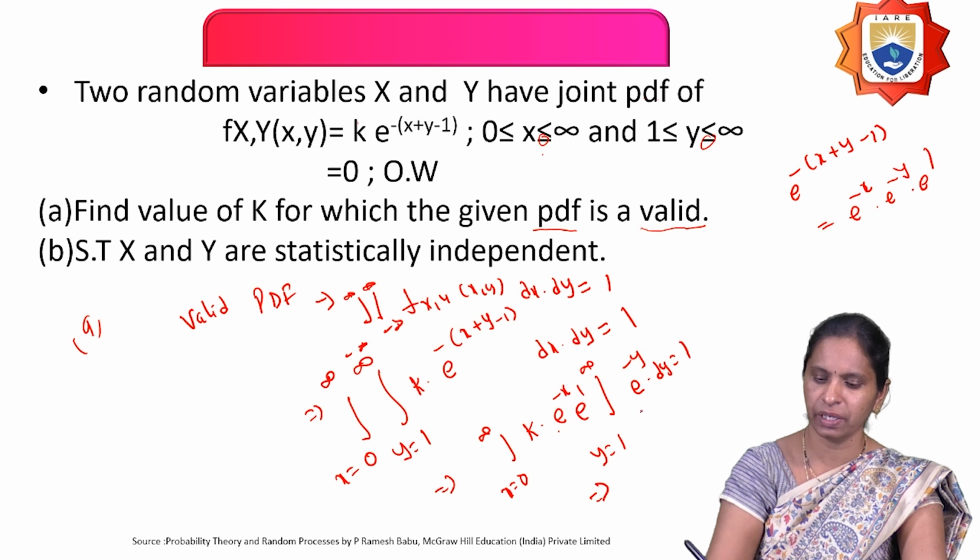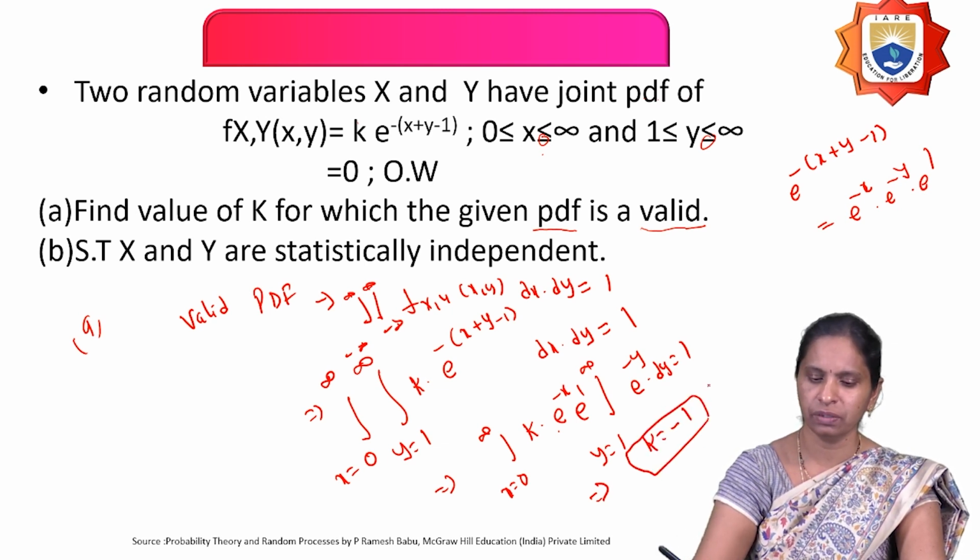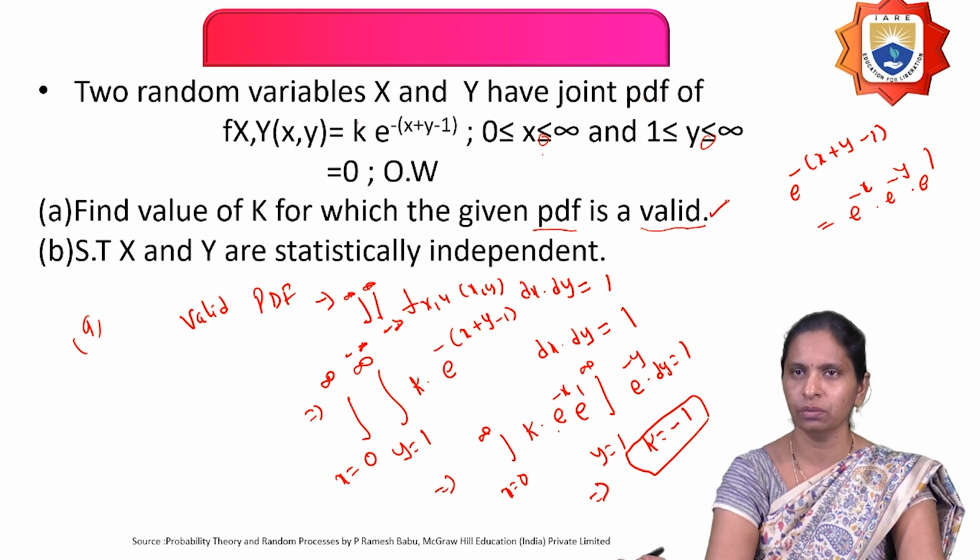So by simplifying this, we'll get the k value as minus 1. Therefore, what is the first answer here? K equals minus 1.